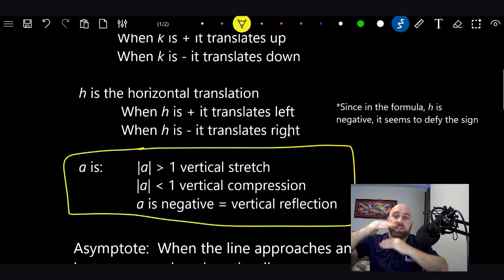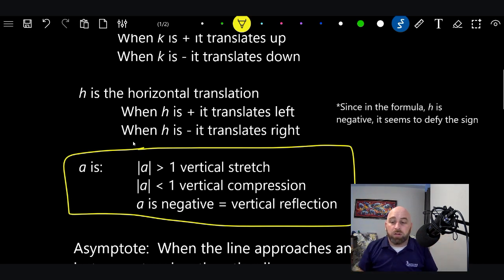Compression and stretch means the whole thing is stretching up or compressing down, but the whole thing is moving, rather than in translation where you just take the picture of it. It's what's called a rigid transformation, so it's rigid. The whole thing moves. Non-rigid is the A, meaning that it's compressing or stretching. Now, the other thing that the A can do is when the A is negative, it's going to reflect vertically.